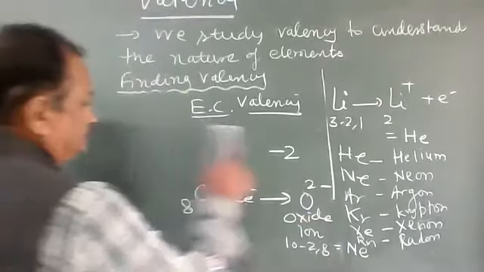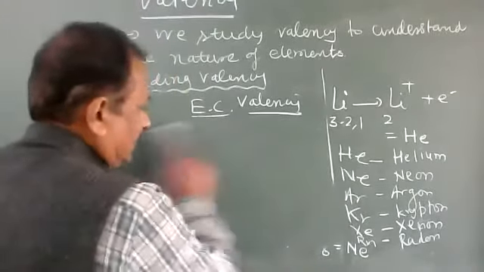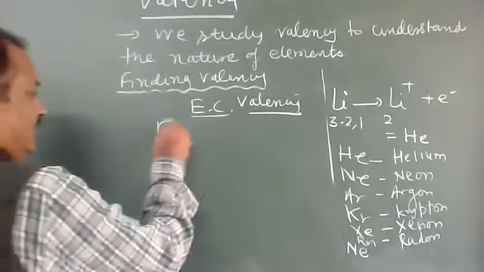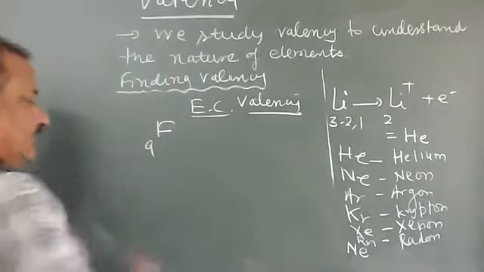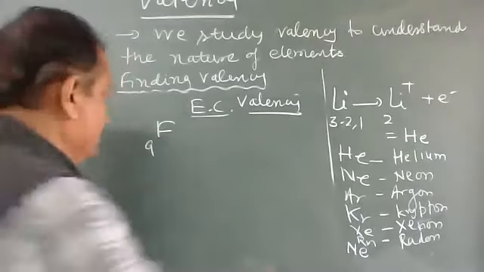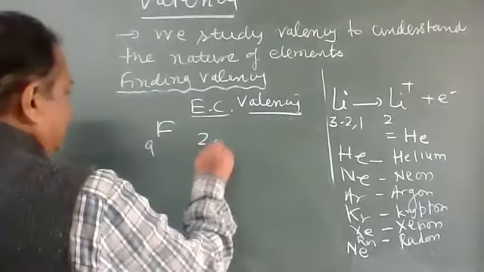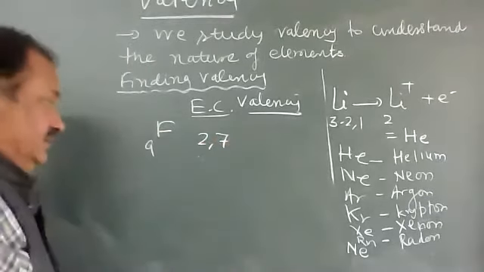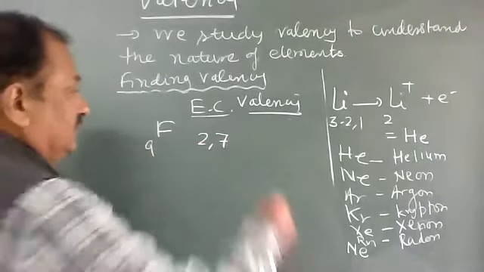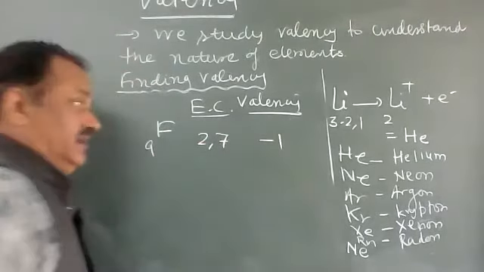Now coming to another case, I am taking fluorine. This is fluorine, F, atomic number 9. So the electronic configuration will be 2 and 7. So the sum of these two will be equal to 9. And so here the valency will be 1.